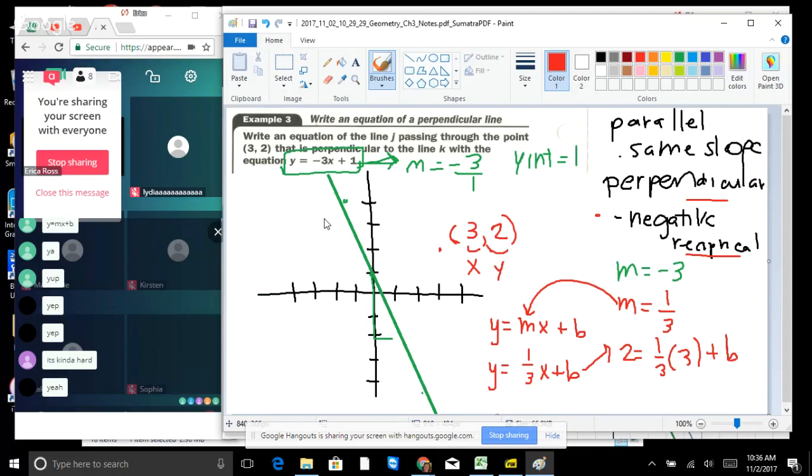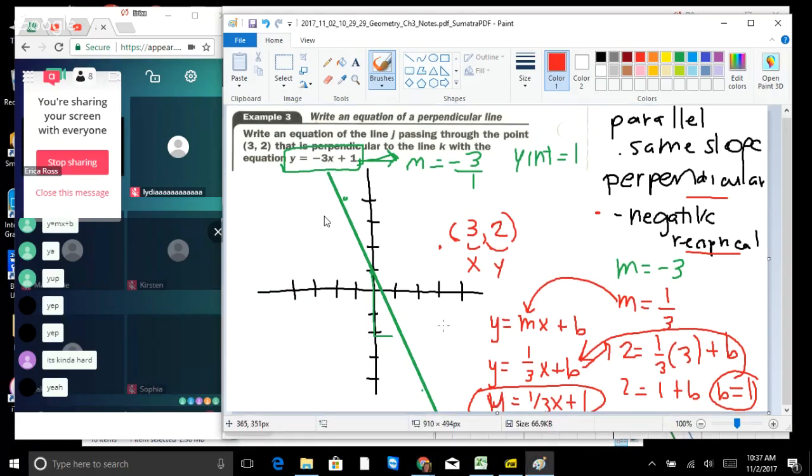So what is 1/3 times 3? Just 1. So we figure out that b equals 1 again. That's not always the case. All right, so now I need to smush this all together. I'm putting my b back in here, and I get y equals 1/3 x plus 1. That's my equation of my line that is perpendicular. That's supposed to be a y. Perpendicular to my green line.